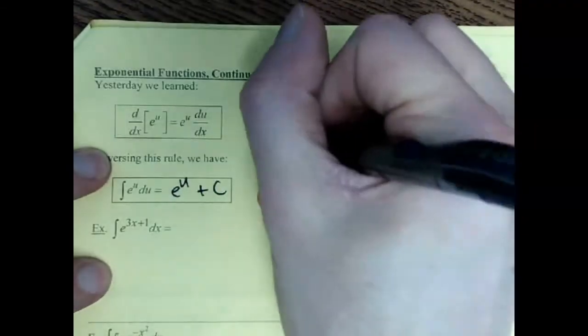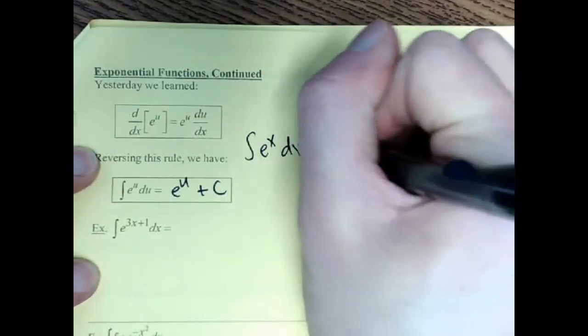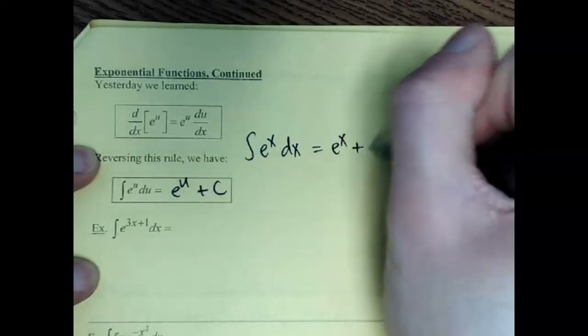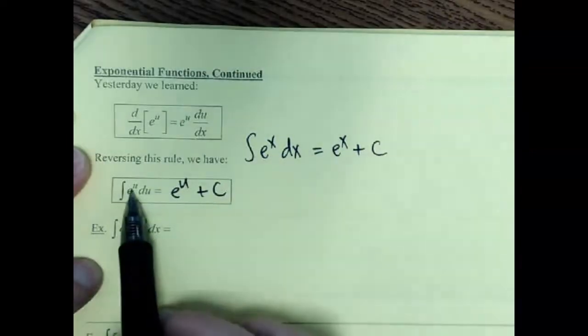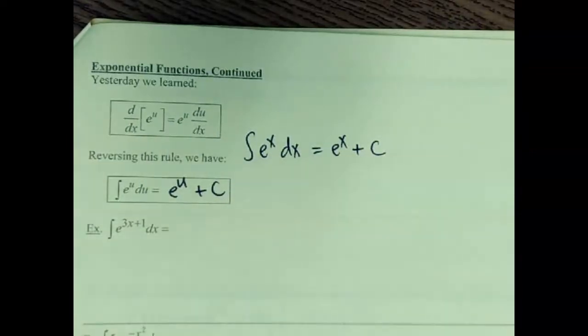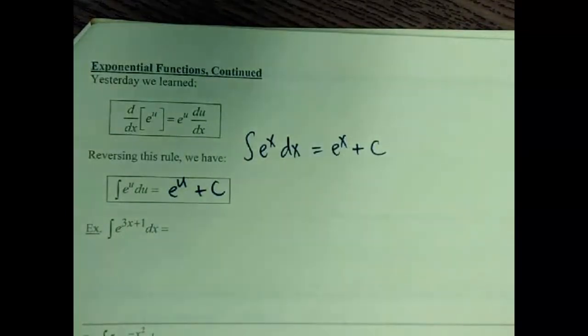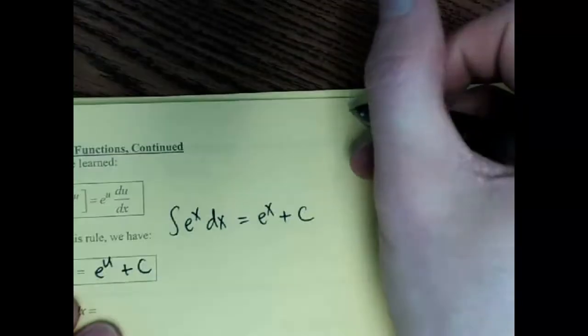If I'm just integrating e to the x, well then it's just e to the x plus c. In general, if it's e to the u, we've done the U sub work. The integration of e to the u is just e to the u plus c. You just worry about what kicks out because of the U substitution. Let's do a quick example.